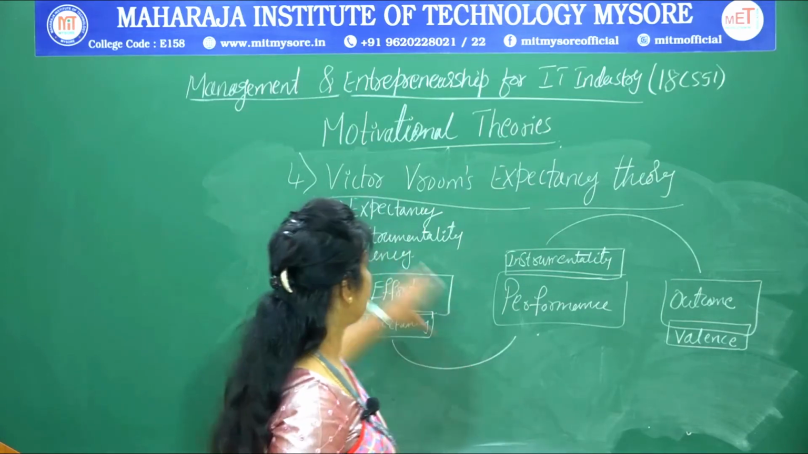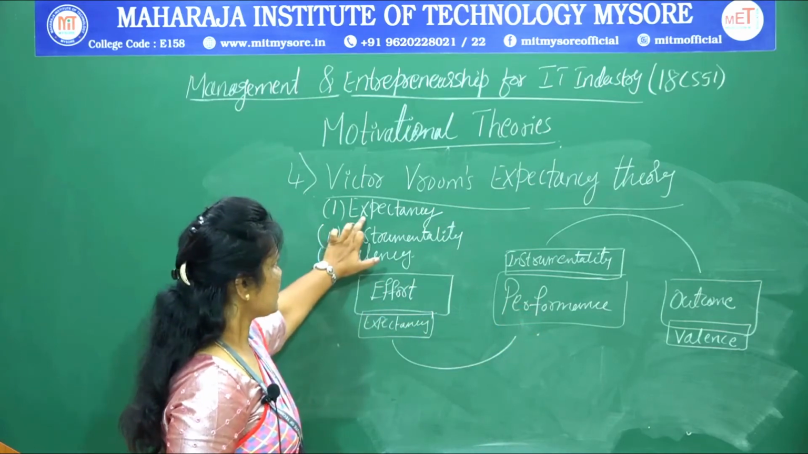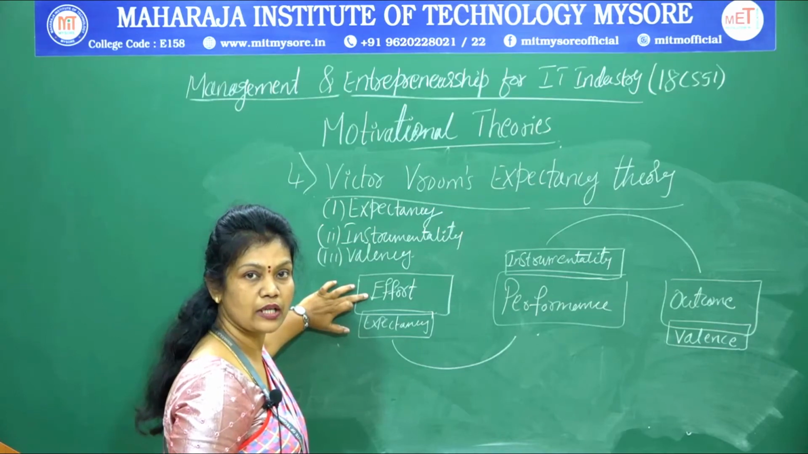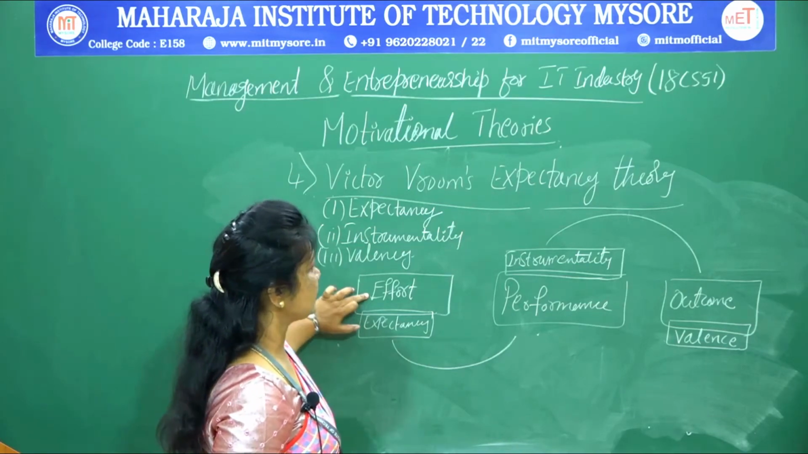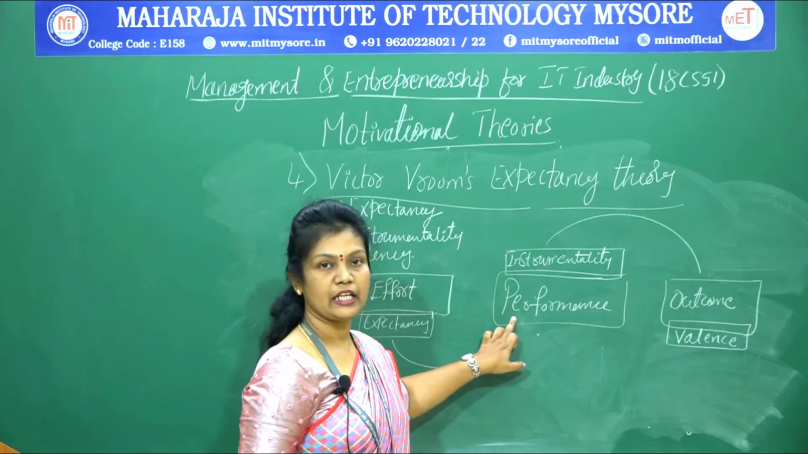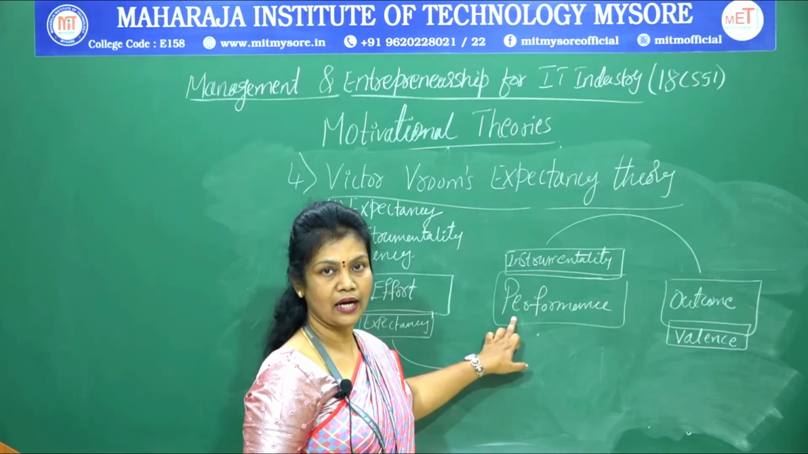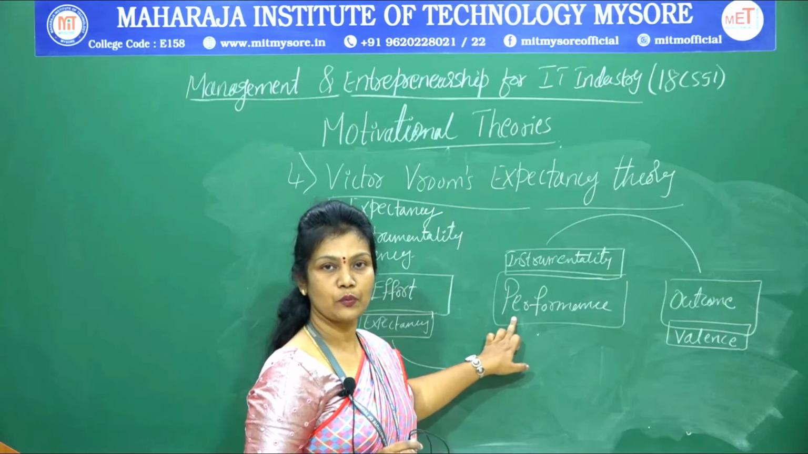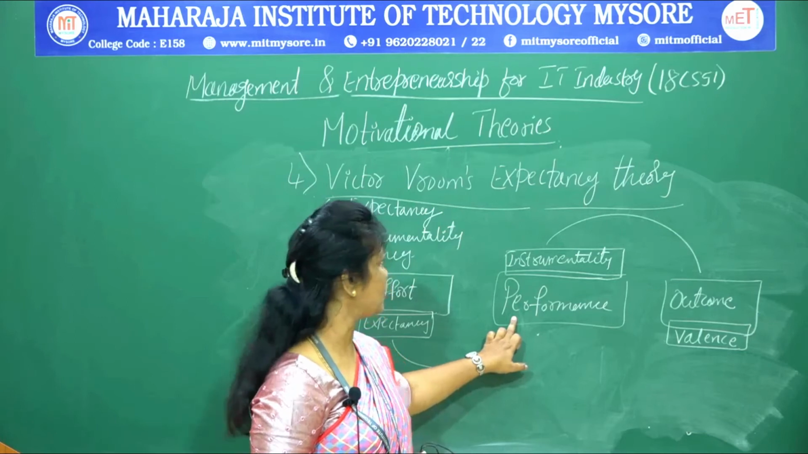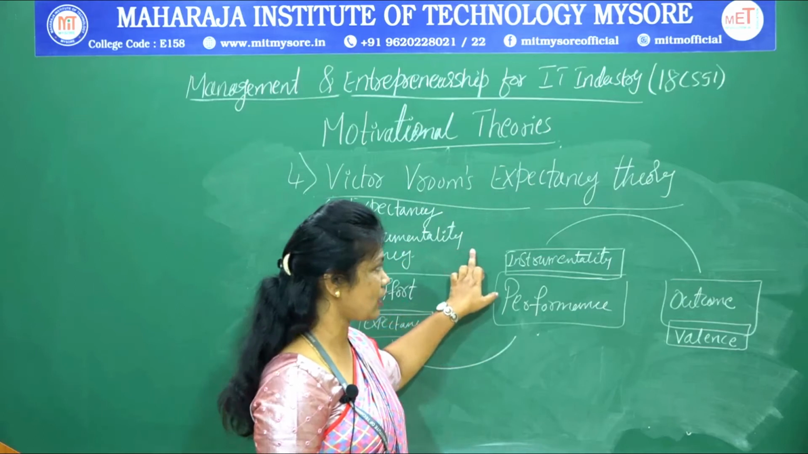In order to understand these 3 points, I have written a simple diagram. What is expectancy all about? If the individual is going to put in an effort, does it result in high performance? It means that if I put in high effort, does it lead to high performance? If I work hard, is it going to be high performance for the organization or not? It is the expectancy. Then what is instrumentality all about?